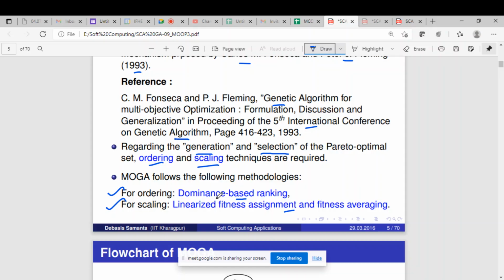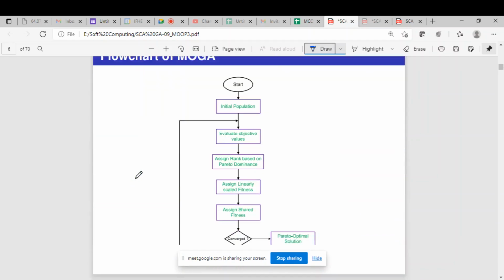Dominance based ranking means for every solution it gives a rank, and then the solutions will be ordered based on the rank. After that, it does linearized fitness assignment and fitness averaging. That is what is called scaling. So these two things are done, and that is why it becomes a unique algorithm.